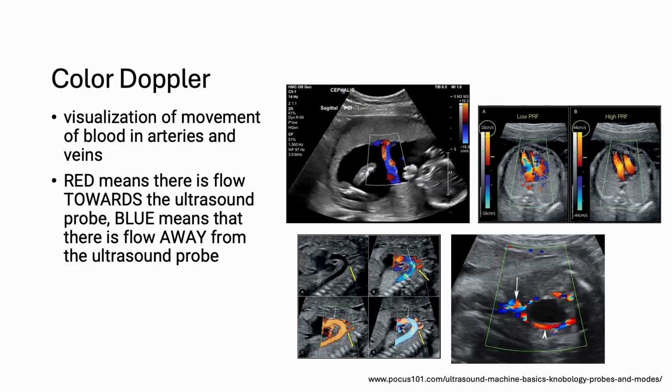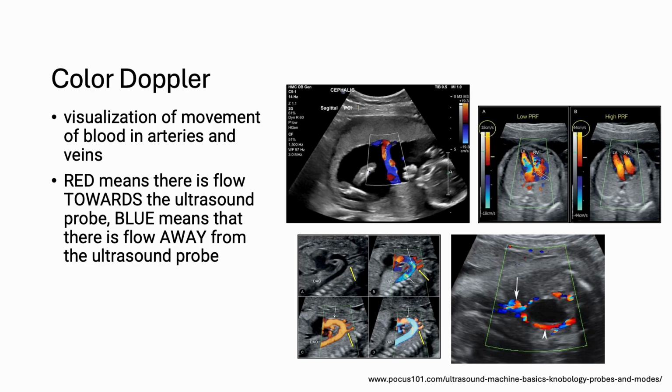The color Doppler visualizes movement of blood in the arteries and veins. Red means there is flow towards the ultrasound probe, and blue means that there's flow away from the ultrasound probe. It's important to know that the red and the blue do not correlate with arteries and veins. It's just how the blood flow is moving towards or away from the ultrasound probe. So that is not going to tell you if it's an artery or vein, so please remember that. But it does show that the blood flow is moving in different directions, which is good.